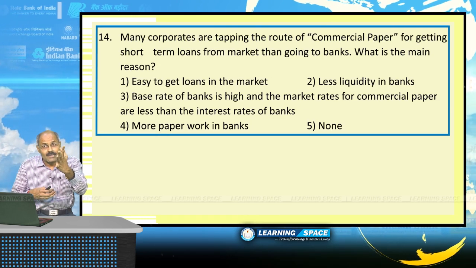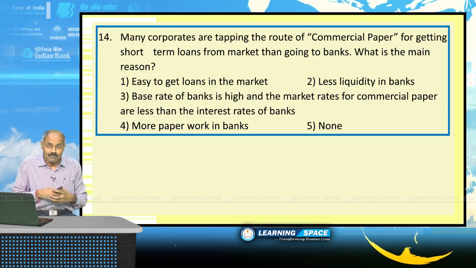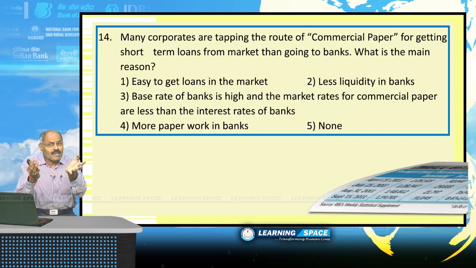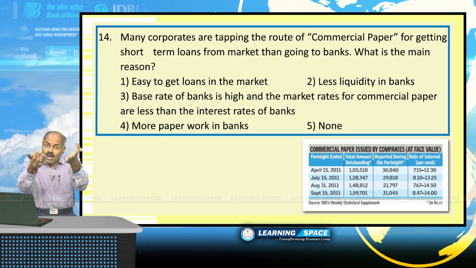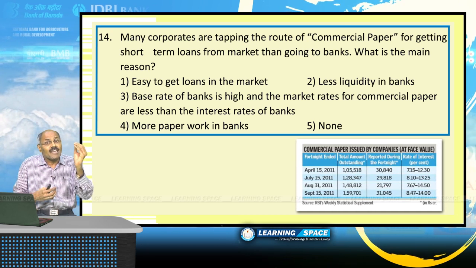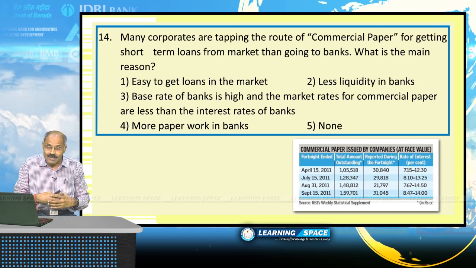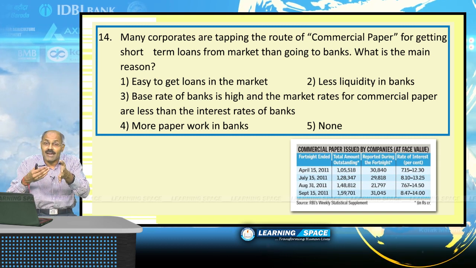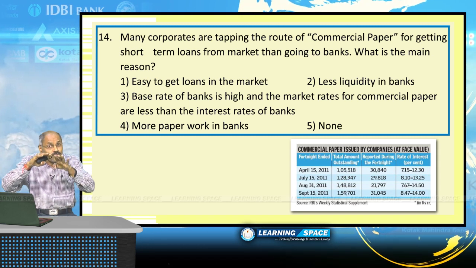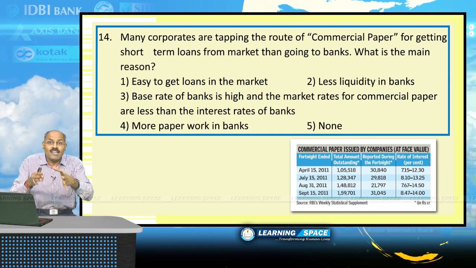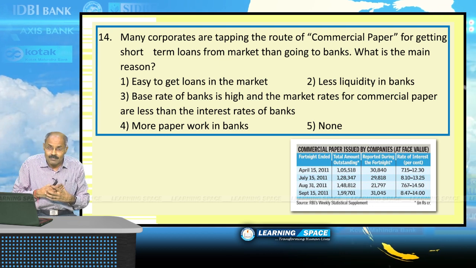Many corporates are tapping the route of commercial paper. Commercial paper, please don't forget, is a short-term money market instrument issued by high-rated corporates. High-rated corporates issue commercial paper to borrow from the market, that too for short term. Why are they not going to banks? Why are they borrowing from the market?